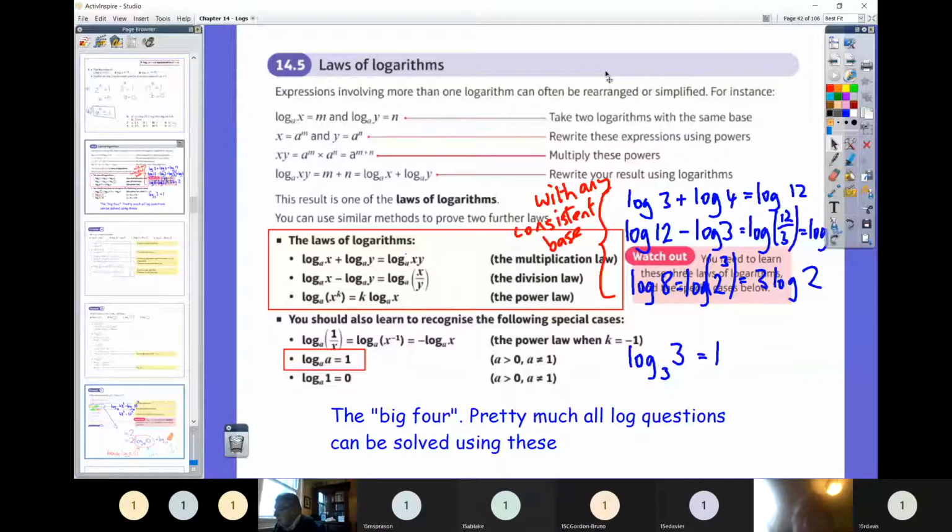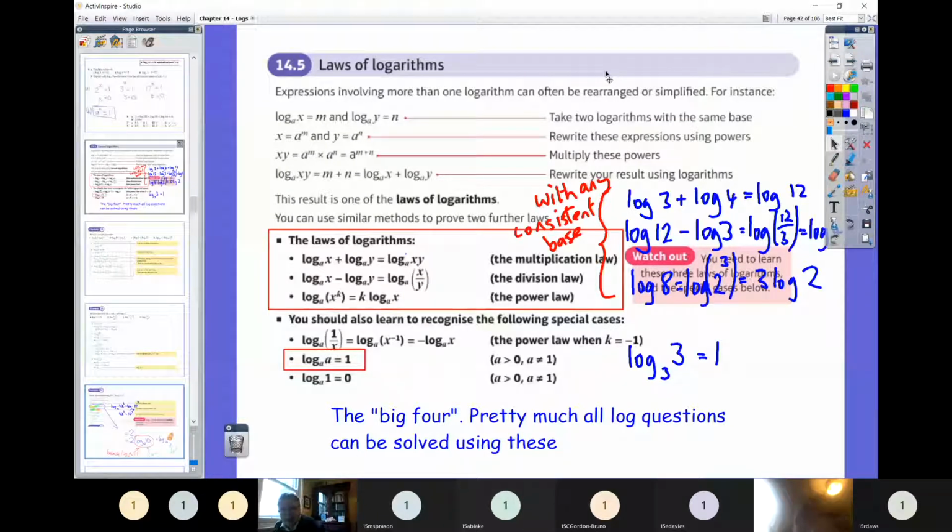So think of it just like when you have the index laws. When you multiply, you add the powers. When you divide, you subtract the powers. It's just the same thing, really. So if you do log 3 and you add it to log 4, you get log 12. When you're adding logs, you multiply the actual numbers to get the 12. That's the multiplication law. Same the other way around, the division law. Log 12 take away log 3 is log 12 over 3, which is log 4.